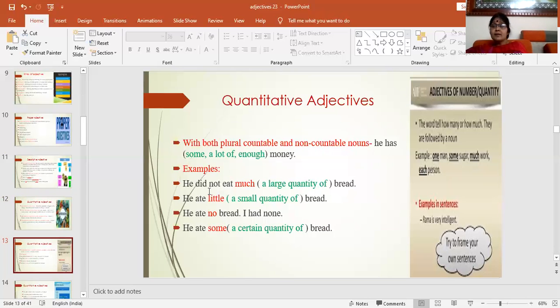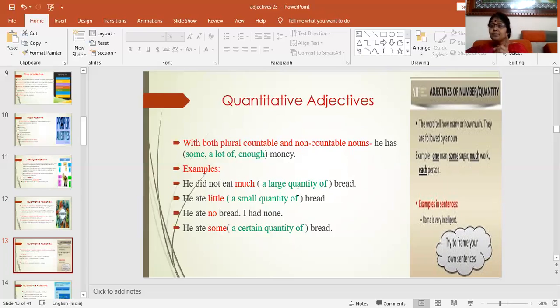Now let us understand this by looking at this example. He did not eat much bread. That means he did not eat a large quantity of bread, right? He ate little bread. So I want to say a small quantity of bread he ate. He ate no bread, that is none. He ate some, that means a certain quantity of bread. So to tell this one thing, I can use these adjectives like much, little, no, and some. With this, what we understand is that a quantitative adjective tells how much or how many there are, and that they are followed by a noun.